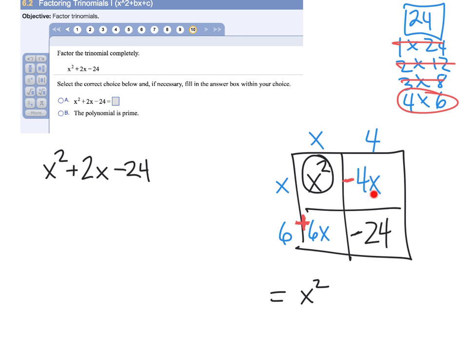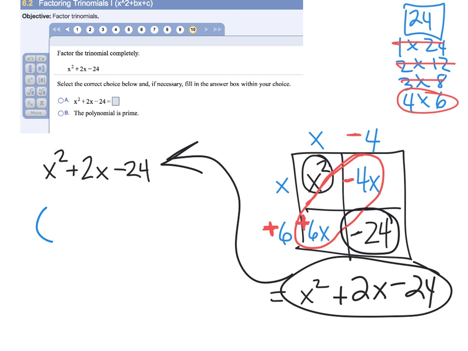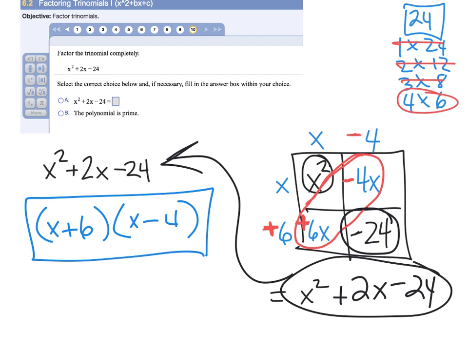So backtracking a little bit, if we want a negative 4x, that means this 4 has to be a negative. And this positive 6x means this 6 has to be a positive. And sure enough, that's how we're going to get these two terms to equal 2x. And then our last term is minus 24. And so this is exactly what we wanted. So what is our factored terms? Our factored terms are x plus 6 and x minus 4. And that wraps up this video.